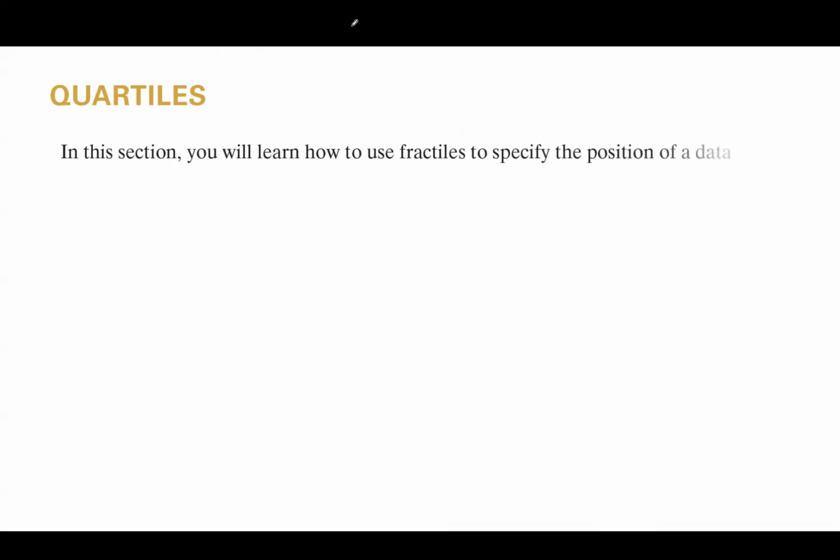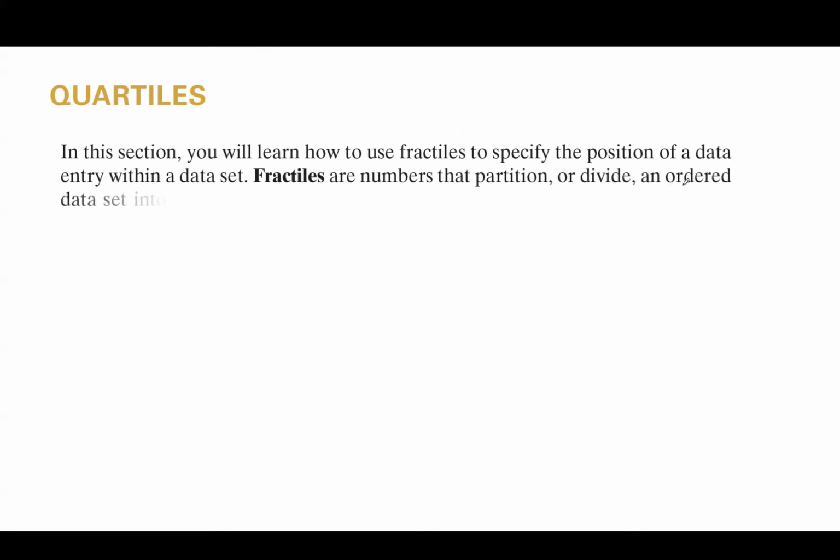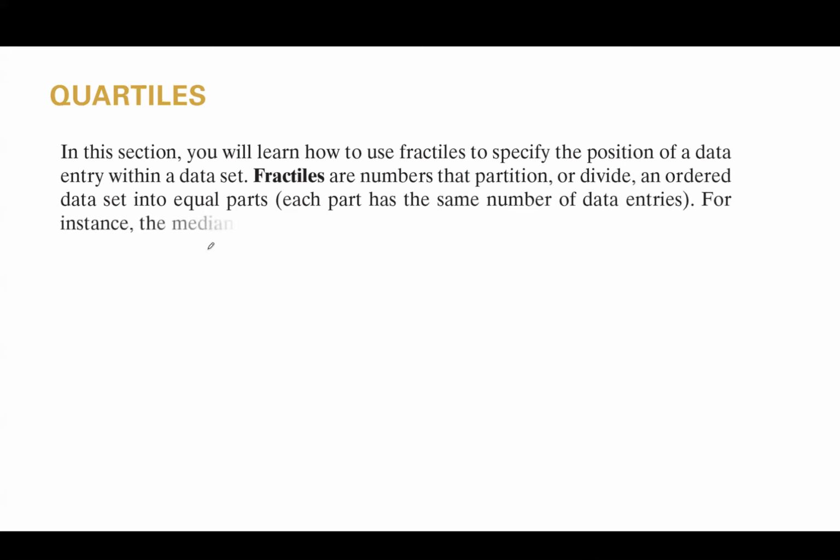Quartiles. In this section, you'll learn how to use fractiles to specify the position of a data entry within a data set. Fractiles are numbers that partition or divide an ordered data set into equal parts. Each part has the same number of data entries. For instance, the median is a fractile because it divides an ordered data set into two equal parts.